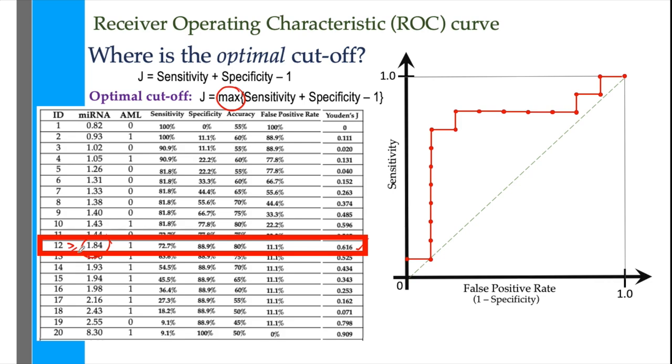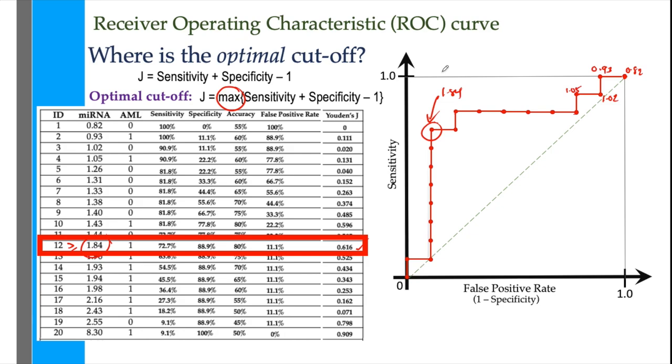Now, graphically, where is 1.84? We said a while ago that this point is when the cutoff is 0.82. This point is the one in which the cutoff is 0.93. This one is when the cutoff is 1.02. This one is when the cutoff is 1.05. So this is 1.26, 1.31, 1.33, 1.38, 1.40, 1.43, 1.44. So this one is the point in which the cutoff is 1.84.